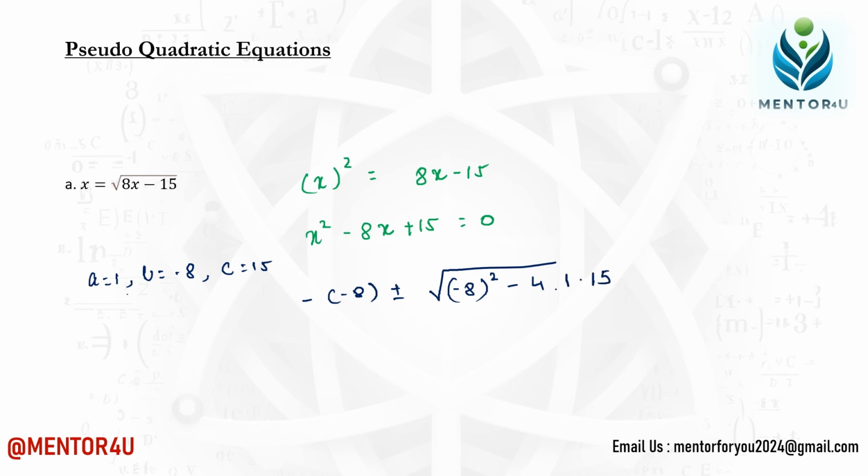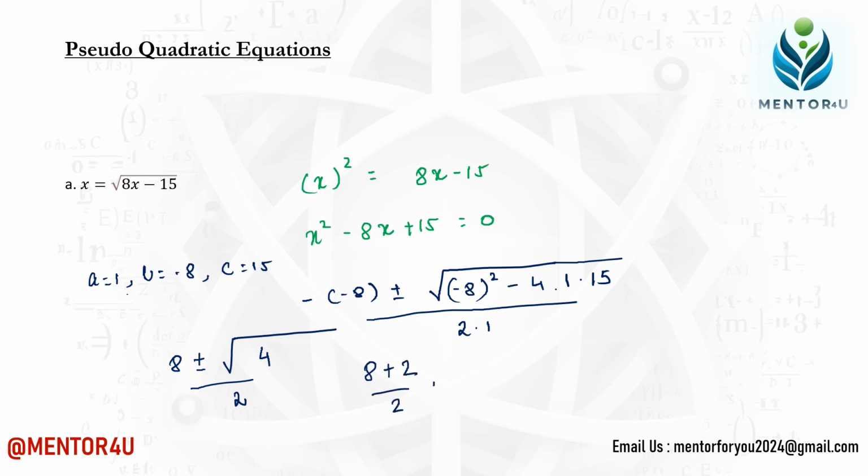A multiplied by C divided by 2 multiplied by 1. That's it. So that will be 8 minus of -8 will be 8 plus minus root of, how much is that? 64 minus 60, that is going to be 4 divided by 2. So here root 4 is going to be 2. So it will be 8 plus 2 divided by 2 and 8 minus 2 divided by 2.